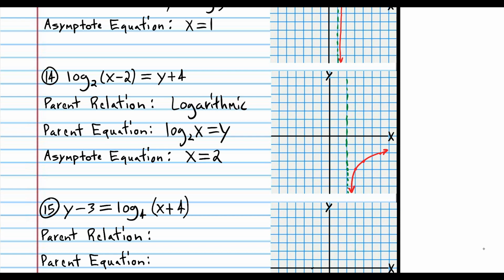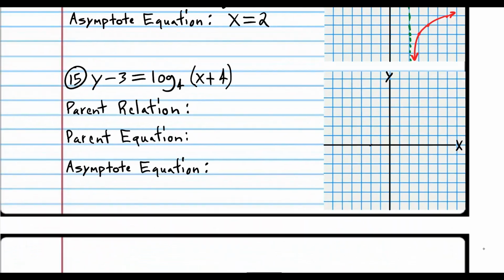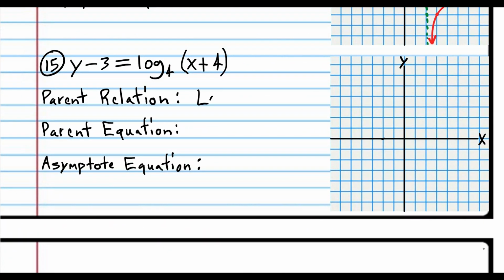All right. On to number 15. Obviously, the parent relation we're going to use is the logarithmic relation. The parent equation is y is equal to log base 4 of x. Why base 4? Because we have base 4 up here. We're going to start at the origin and move 4 units to the left, and 1, 2, 3 units up. And then we're going to have a vertical dotted line and a temporary horizontal.